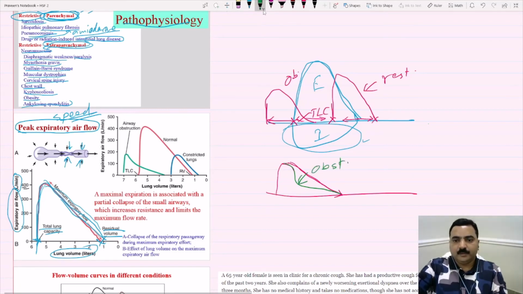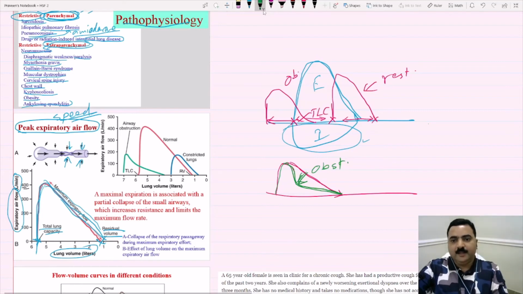Because the air passages are not easily allowing the air to go out, like in asthma because of the bronchoconstriction, or in chronic bronchitis, where mucus and other substances accumulate in the bronchus and the air is not able to go out. So as you start to expire, what happens to the speed? It suddenly drops and then it goes slowly out. It takes a longer time for the air to go out.